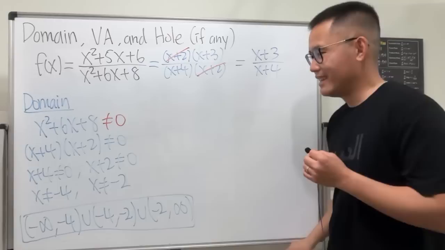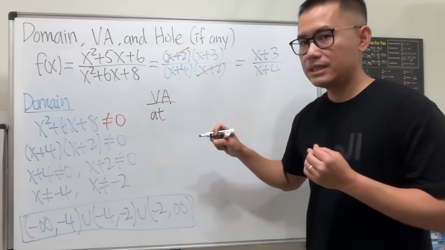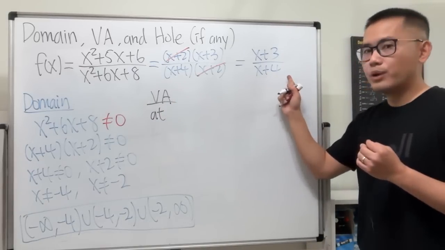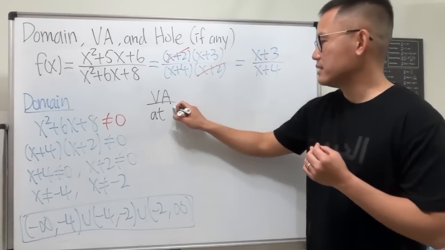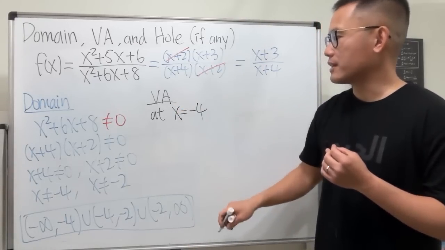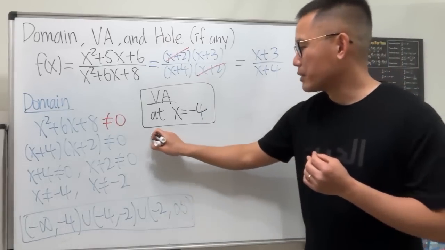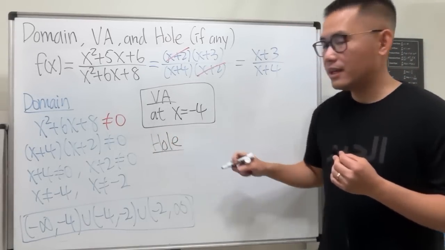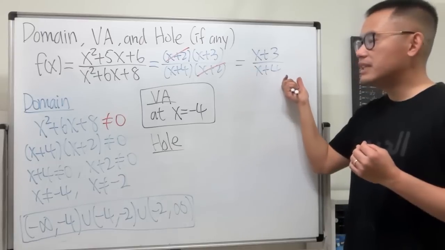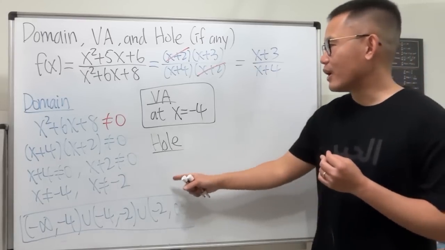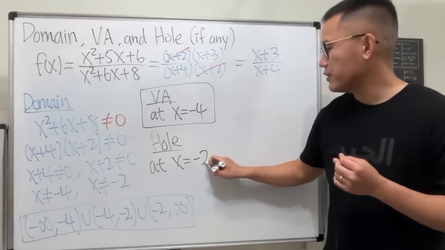Which one is what? Vertical asymptote at x plus 4 still remains on the bottom. So that means the negative 4 is going to give us the vertical asymptote, right? Look at this right here. Done. How about the hole? Do we have any? Yes, the x plus 2 got cancelled completely, and you don't see that on the bottom anymore, right? So we just have the hole at x equals -2.